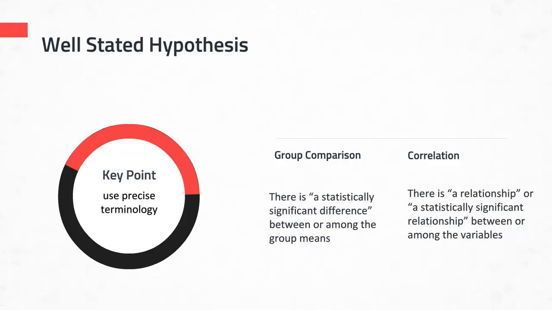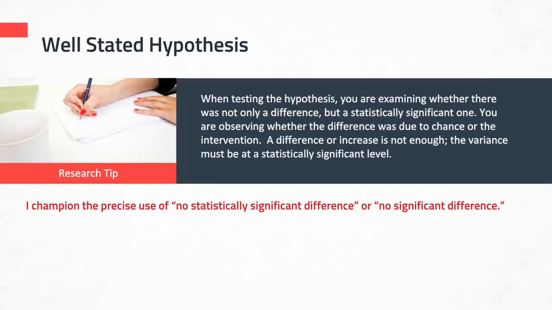If the null hypothesis states that there is no significant association or no statistically significant association between variables, then you as the researcher are implying that you're planning to do probably a correlational study. And as we're talking about precise terminology, I also want to take a little bit of time and talk about this idea of no difference or no significant difference or no statistically significant difference. Can you use them all interchangeably? Well, they're all very similar, and researchers do use them interchangeably. However, I want to point out this.